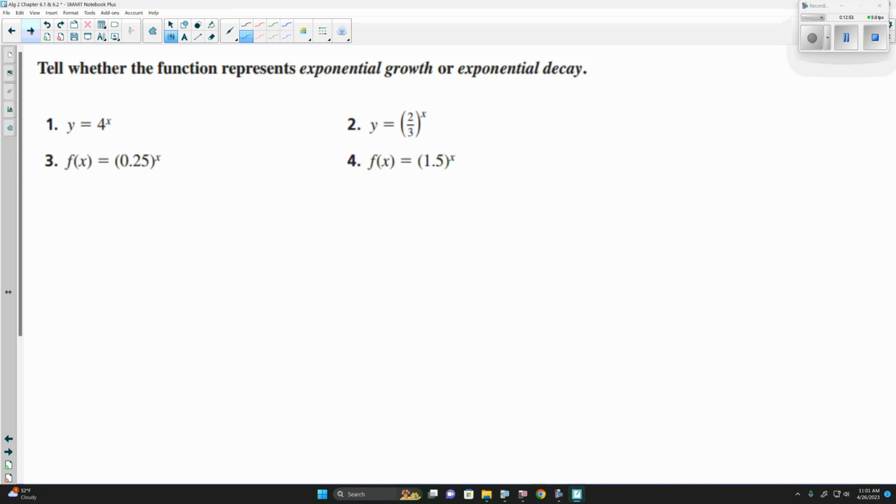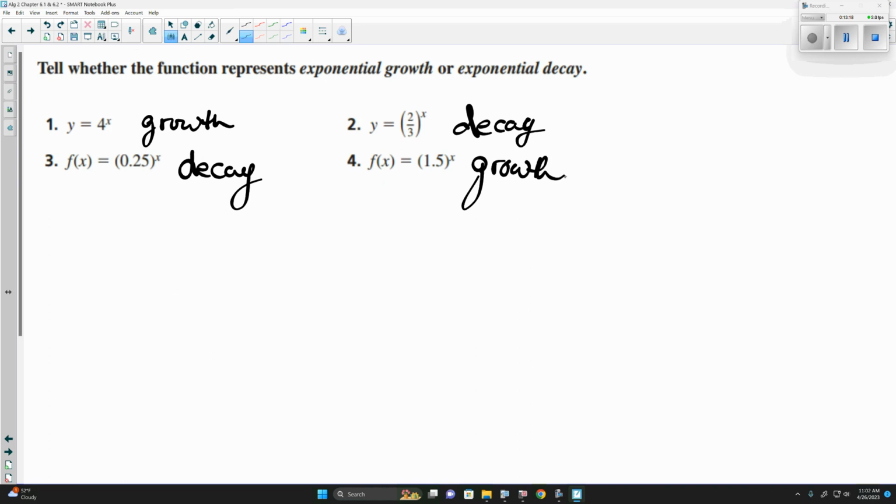Number 1, guys, would be... How about number 2? 2/3 would be decay because it's less than 1. 0.25 to the x is... and 1.5 would be... Any questions on any of this here?